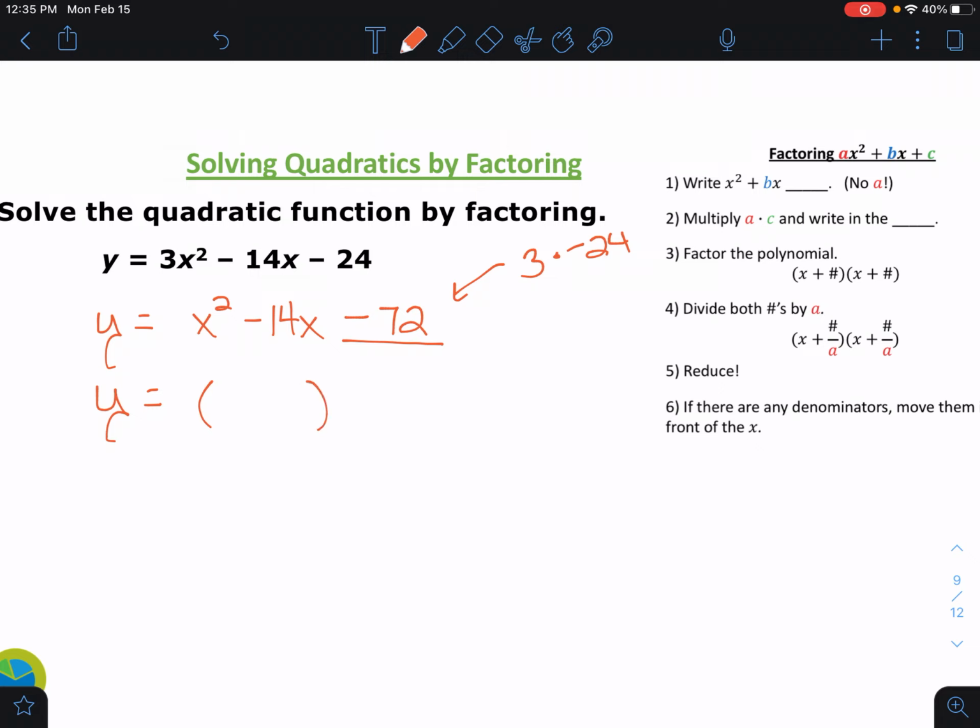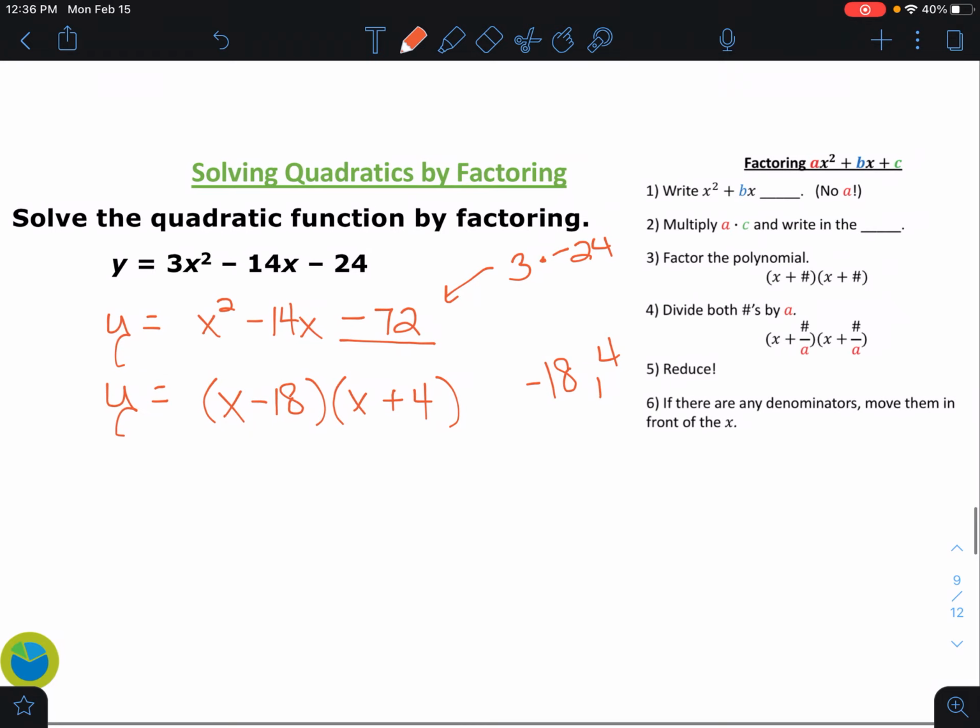Now this one might take you a little while to find these. This is a little bit trickier one. There's a bunch of numbers that multiply to be 72, but it's going to end up being negative 18 and positive 4. Whoops, I need my x in here, right? Okay, great. So anyways, you get those. You factor just like normal.